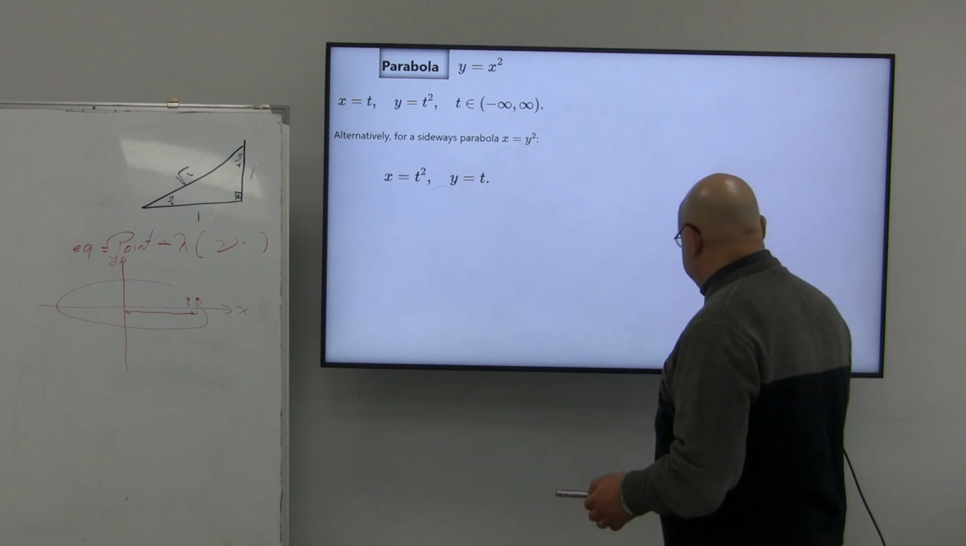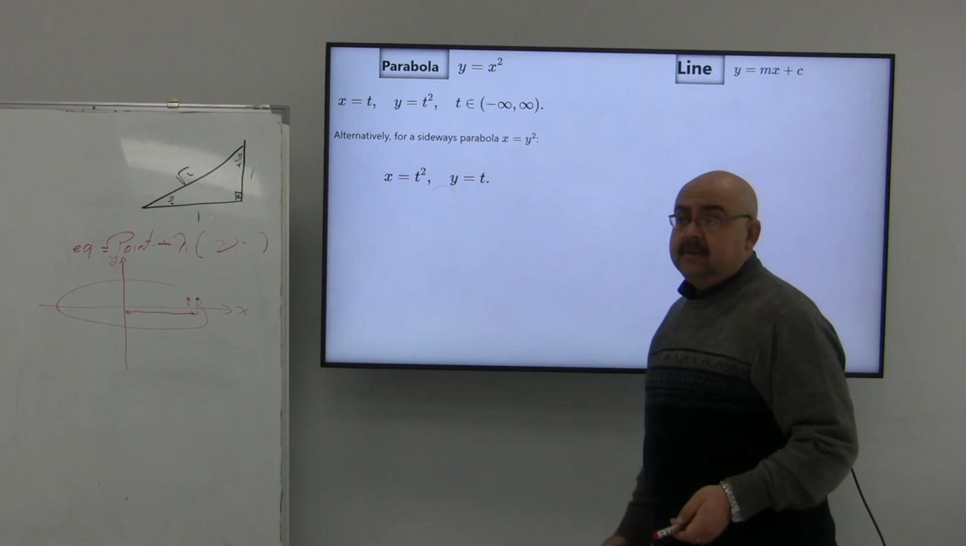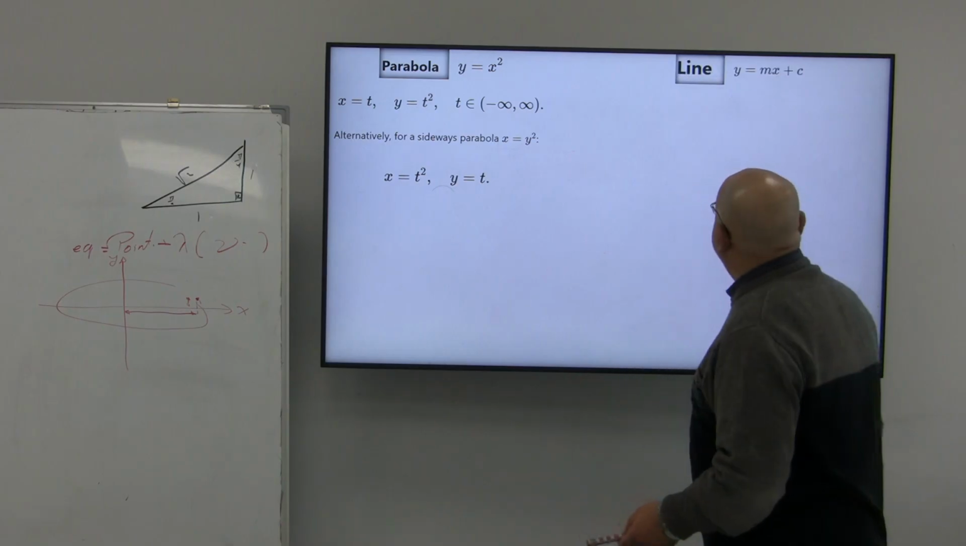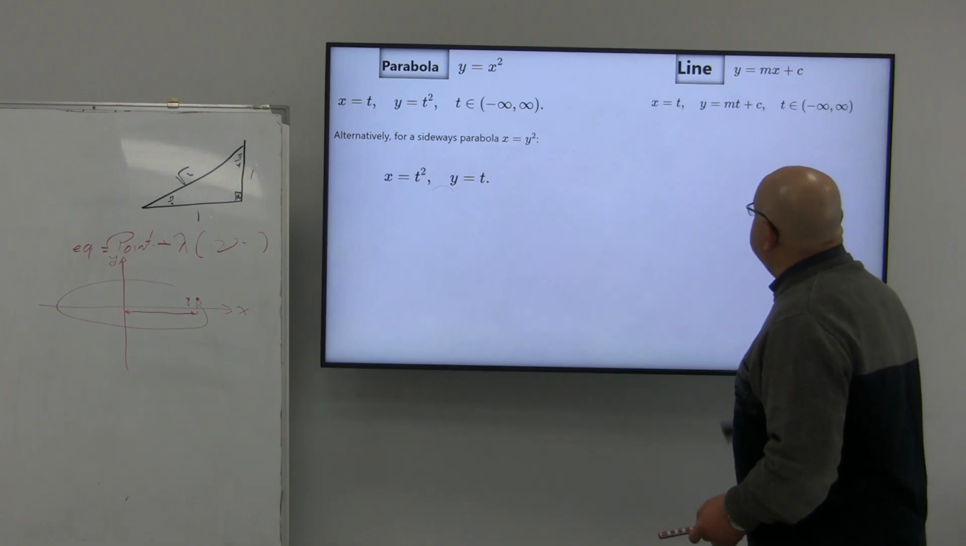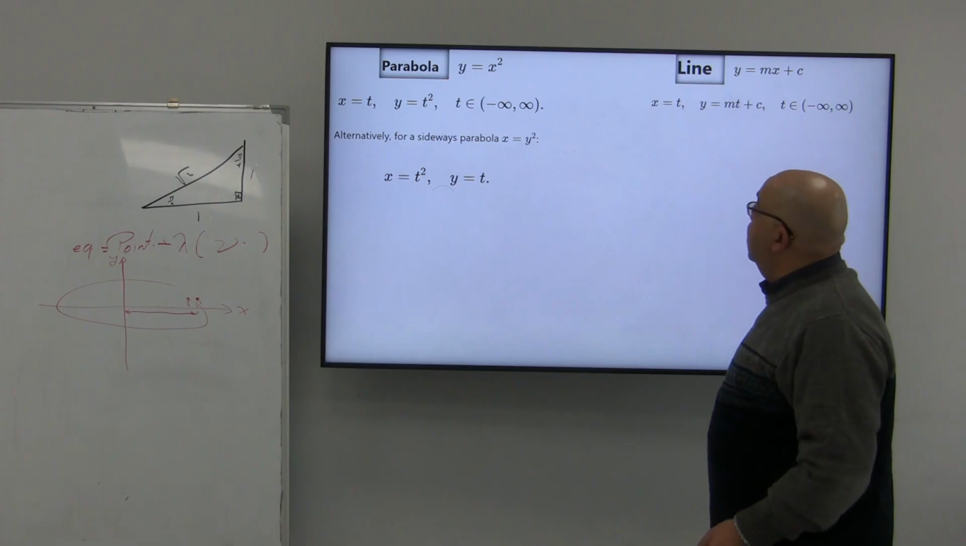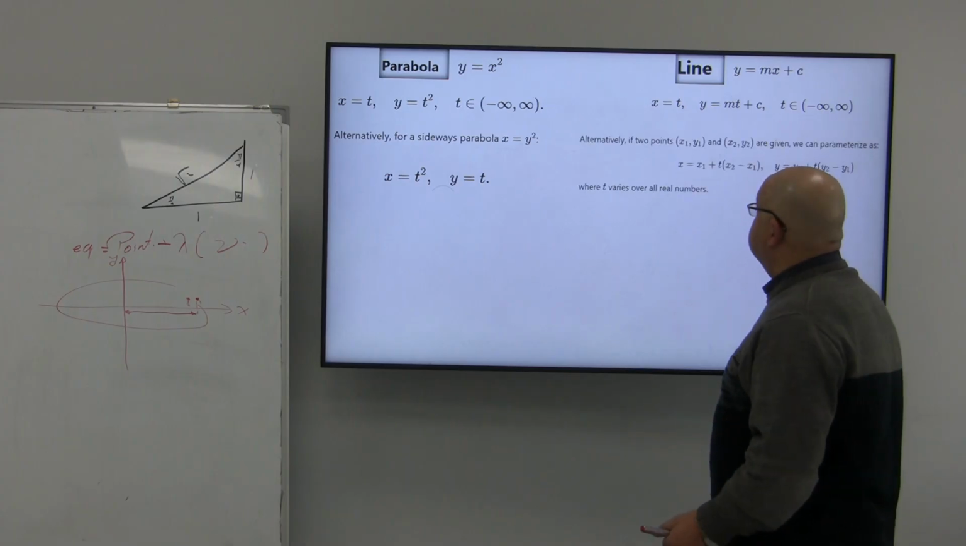If we change it to lines, for example, I can insert x equals t, and y will equal mt plus c. That's the parametric representation of a line equation.